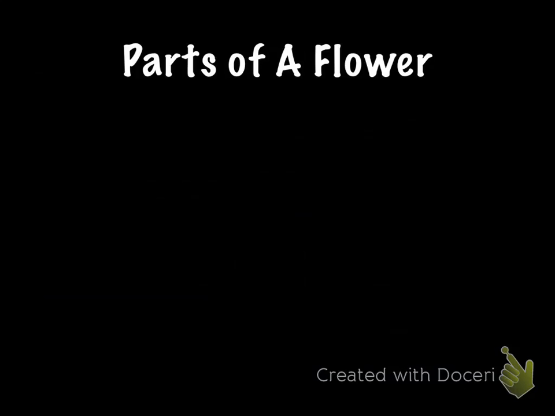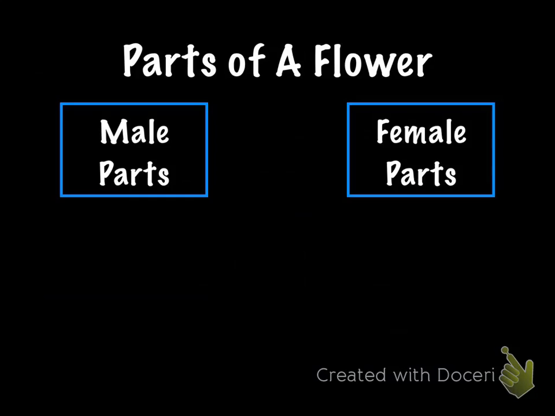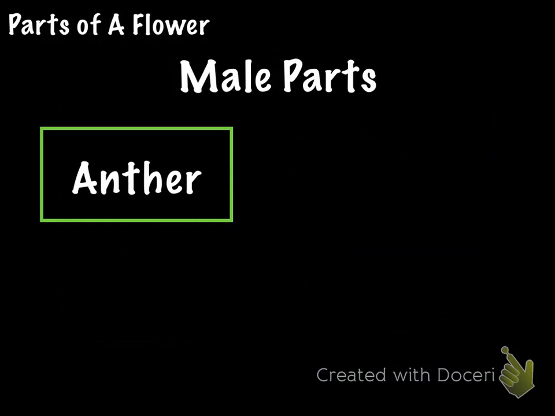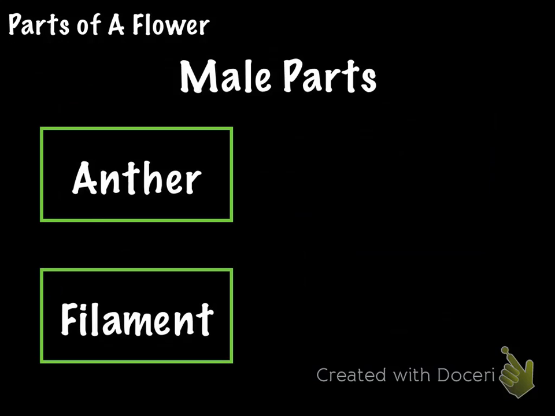Now, let us take a look at the parts of a flower. In a flower, we have male parts and female parts. Can you guess how many parts there are in the male parts and in the female parts? I'm very sure all of you guessed it correctly. Okay, the male parts consist of 2 parts, while the female parts consist of 4 parts. Now, let us take a look at the male parts. What are the 2 male parts that we have learned? Okay, we have learned about the anther, and also the filament. You must remember, the male parts are 2: anther and filament.